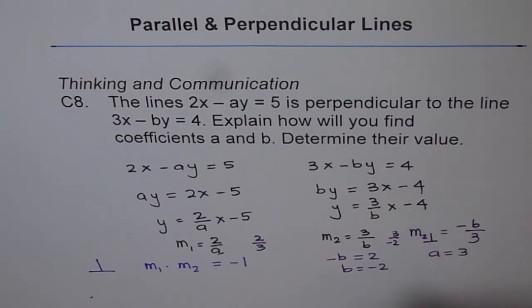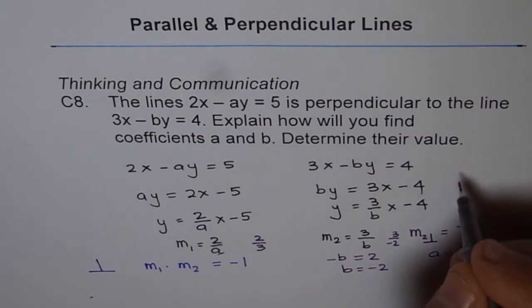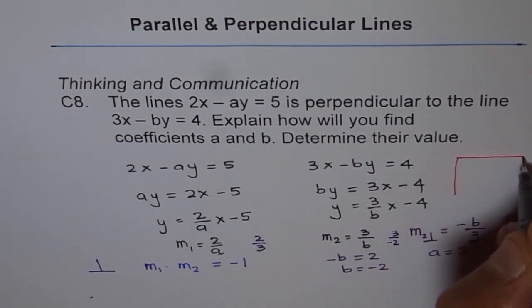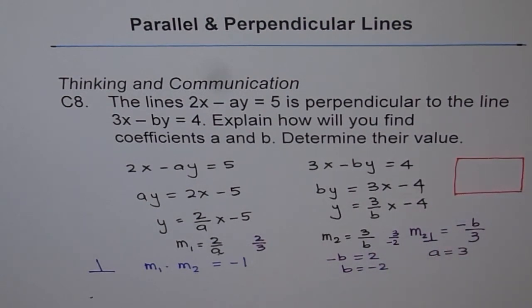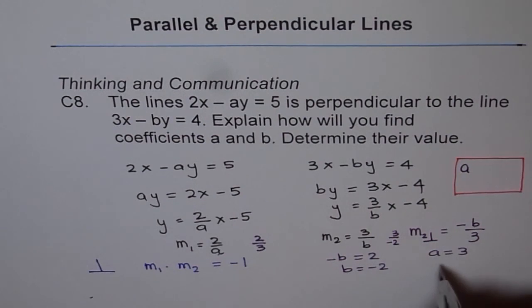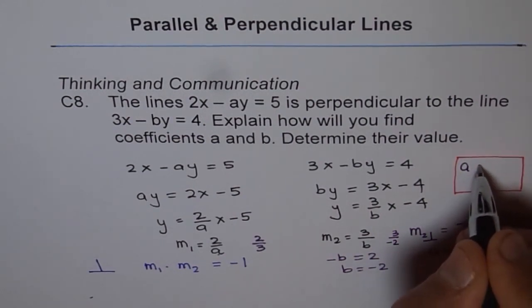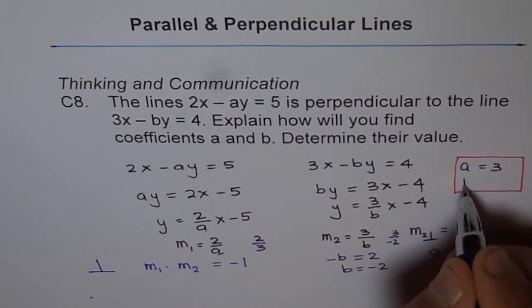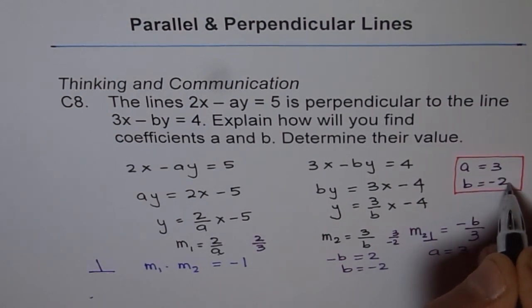Do you get it? So our answer, let me write it down very clearly here. I hope you understand how I was trying to explain it. If not, then go through it once again. So a equals 3 for us and b equals minus 2 for us.